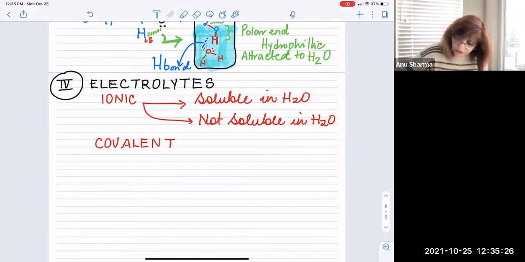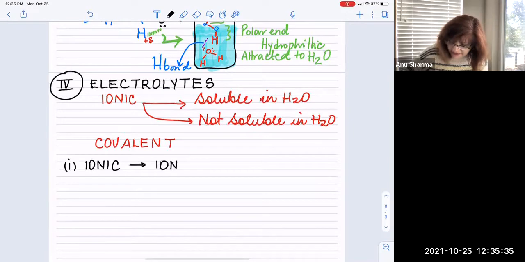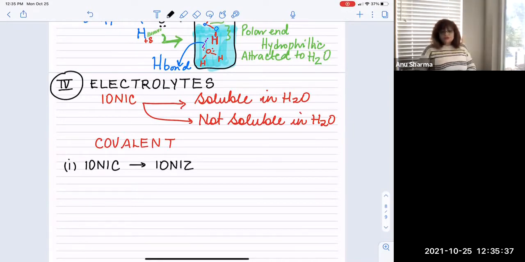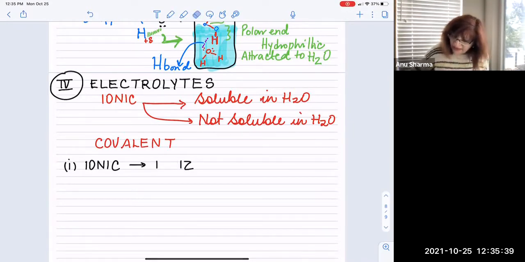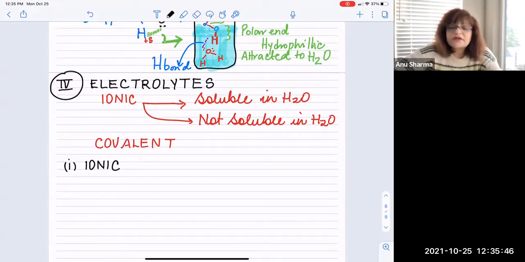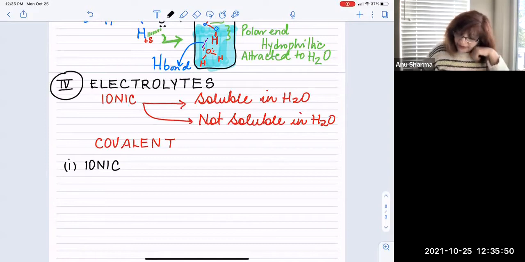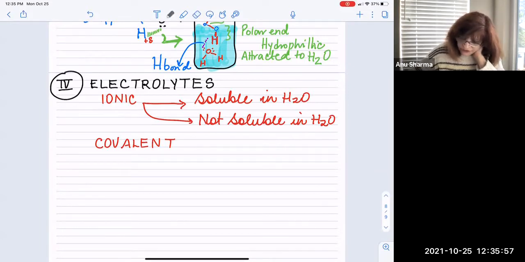Okay, so let's first look at the ionic compounds. Ionic, by default, means they ionize. There are 2 types. One is that they ionize 100% in water. Let me just bring this closer so you guys don't have a problem with the sound. Okay, ionic. So, first of all, let's look at what the electrolytes are.